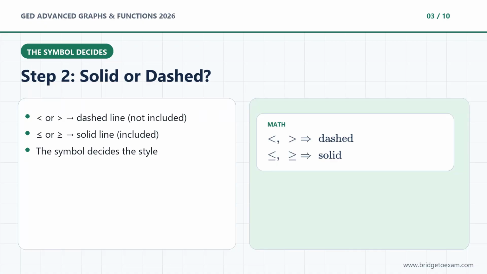Next, decide the style of the boundary. If the symbol is strictly greater than or less than, the boundary points are not included, so you draw a dashed line. If the symbol is greater than or equal to, or less than or equal to, the boundary points are included, so you draw a solid line. The symbol alone makes this choice.